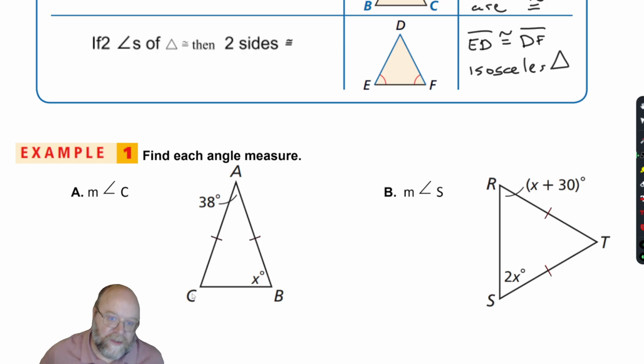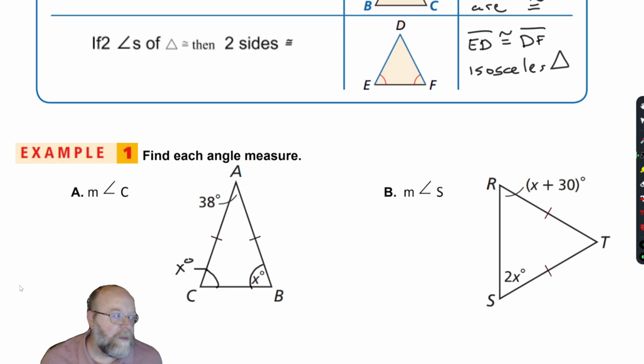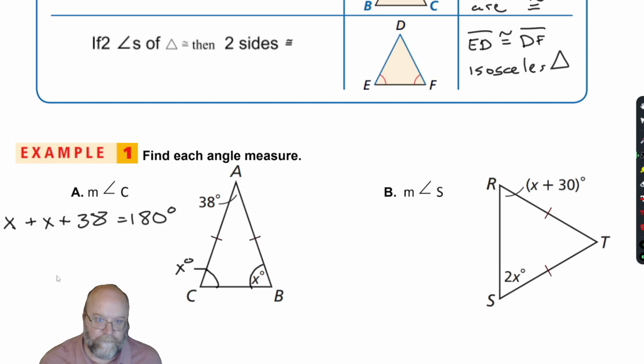Because we know our base angles are congruent, we know angle C is congruent to angle B. So angle C is also x degrees. So let's set up our triangle angle theorem. What was the triangle angle theorem? All three angles added together equals 180 degrees. So here's one angle, two angles, the third angle. Added together, 180 degrees. This is going to come up a lot. So all three angles add up to 180 degrees. Remember. All right, so we're going to combine like terms. Let's do the algebra.